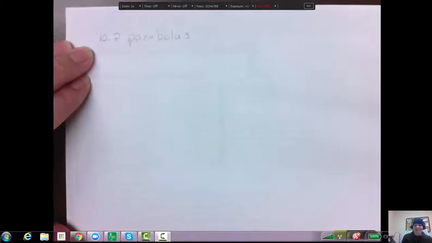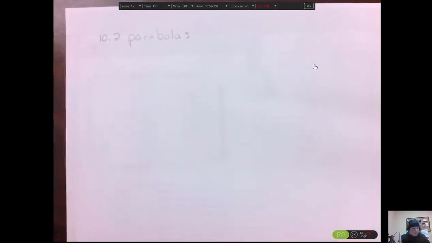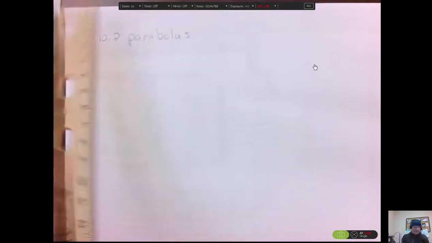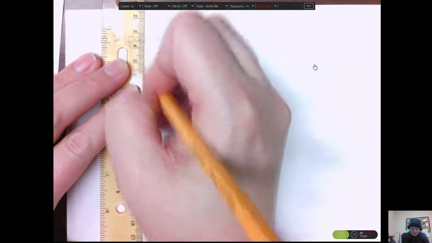All right, so this section is going to cover parabolas. This is 10-2. In this section, we have seen some parabolas, but we have some new terms. Again, we're going to start turning them sideways and looking at a couple of things differently. So let's first draw a parabola we're kind of used to seeing.